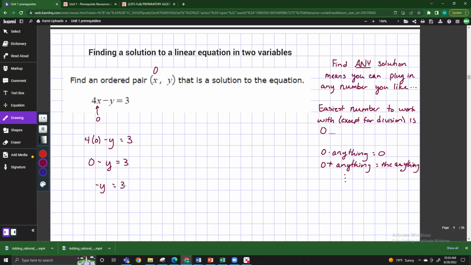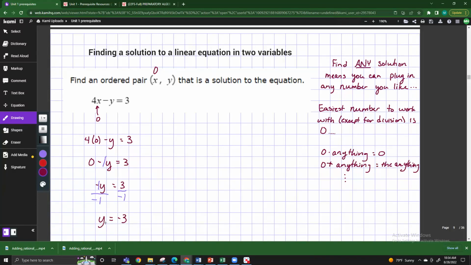I do have to get that y by itself, so I have to get rid of that negative. Remember, there is always a hidden 1 as a coefficient for anything if it doesn't have a coefficient, so I could have put it here as well. So if I divide both sides by that negative 1, 3 divided by negative 1 is going to be a negative 3. And that equals the y.